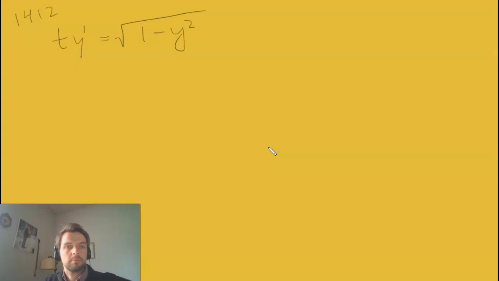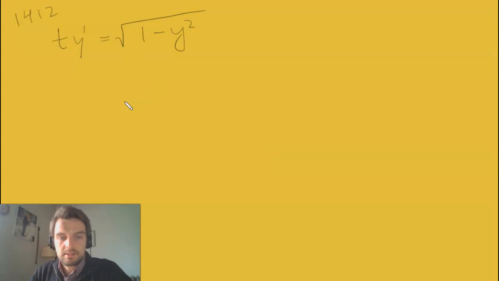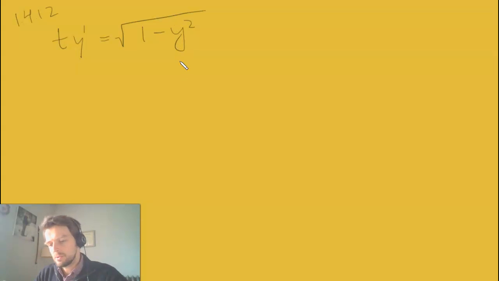So this is problem 12 from section 1-4. And what I want us to look at here is that this section is about separable equations. And so noticing on the left side how everything is multiplied, and there's t's and y primes, and on the right side of this equation, we just have one term that only involves y. And so this sort of hints that it's probably separable, right?